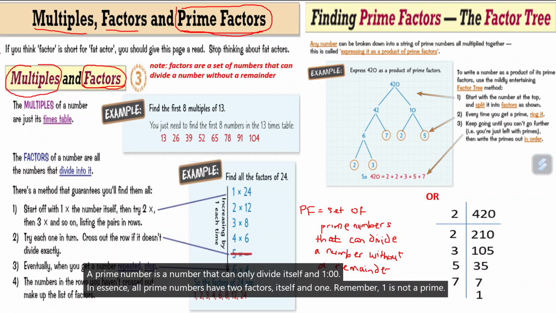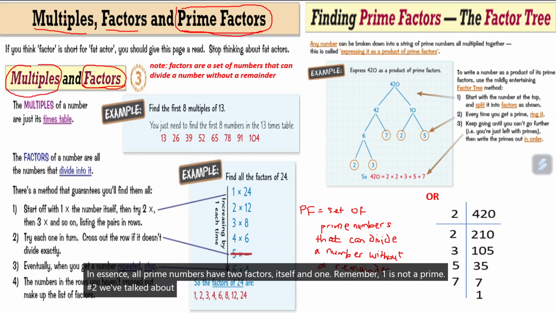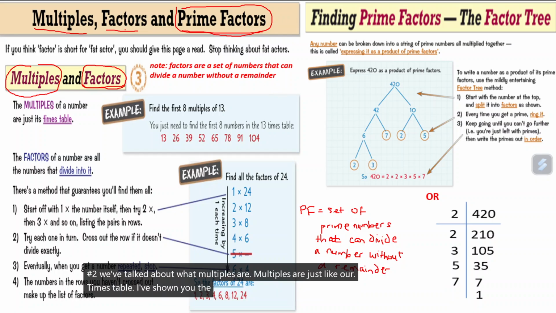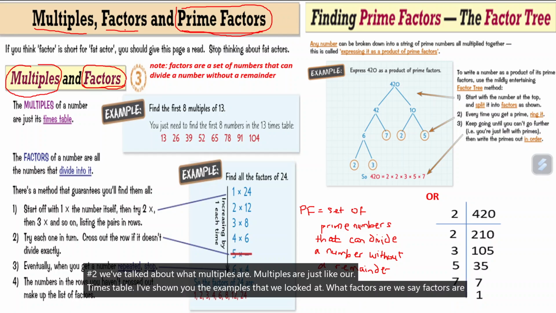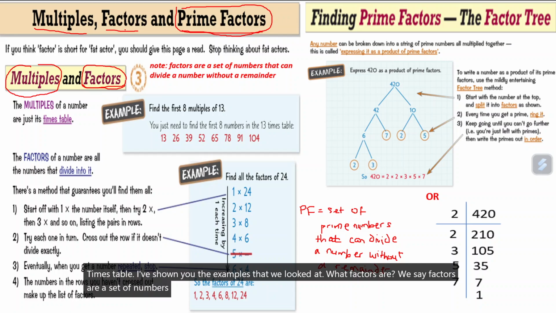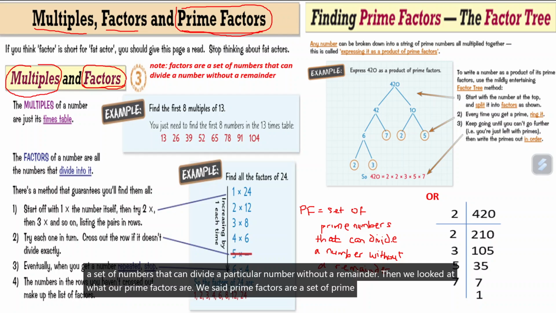Two, we've talked about what multiples are. Multiples are just like our times table. I've shown you the examples. Then we looked at what factors are. We said factors are a set of numbers that can divide a particular number without a remainder. Then we looked at what prime factors are. We said prime factors are a set of prime numbers that can divide a number without a remainder.